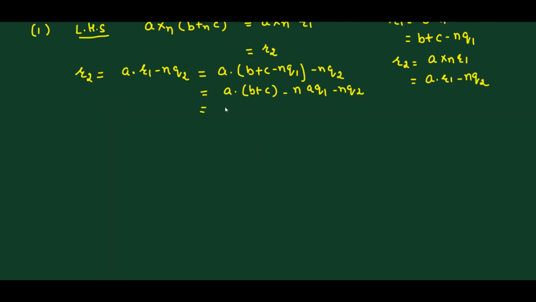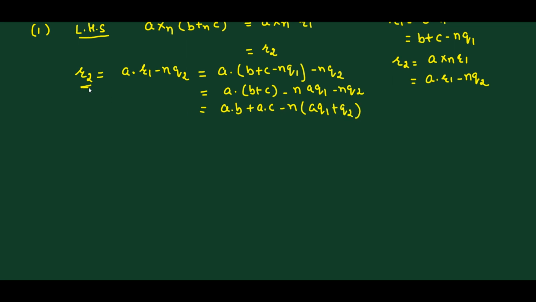So rewrite this as A times B, because this is now ordinary addition and multiplication. So you know that ordinary multiplication is always distributive over addition. So you can separate these: A dot B plus A dot C minus N times (AQ1 plus Q2).